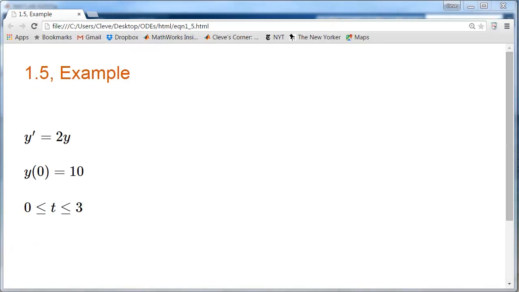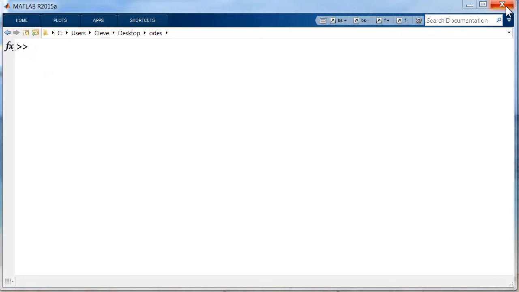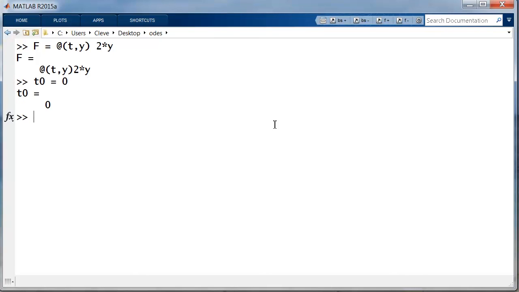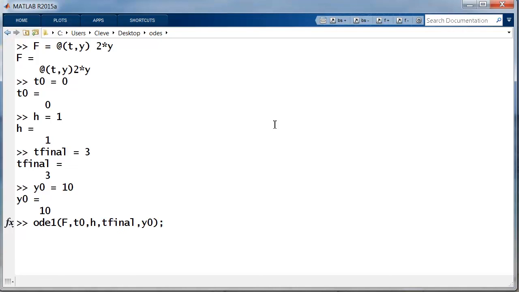Let's see how Euler's method and ODE1 work on this simple example. Y prime equals 2y with the initial condition y of 0 equals 10 on the interval t between 0 and 3. We define the anonymous function f of t and y is equal to 2y. The initial condition is t0 equals 0. We're going to take a step size of 1. Go to t final equals 3, starting at y0 equals 10. And here's our call to ODE1.